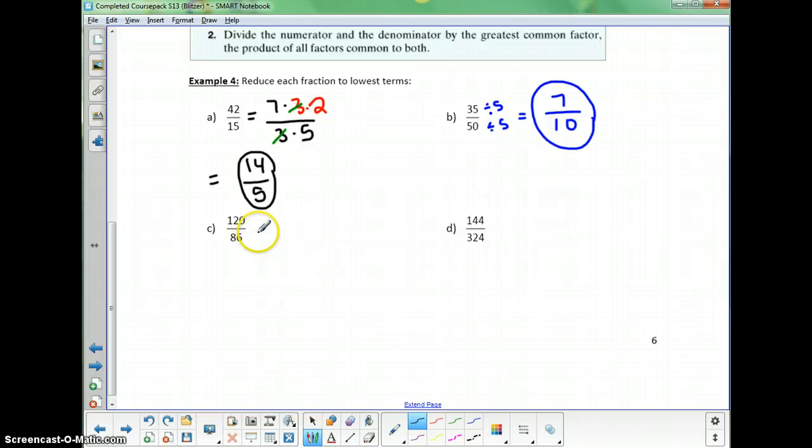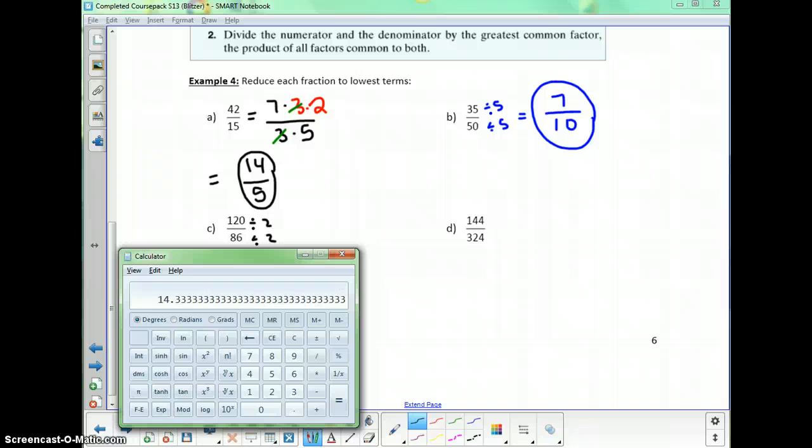Again, I don't know what the biggest number that goes into both of those is right now, but I'm just going to start by dividing them both by 2, then I'm going to keep going and keep going until I'm done. So 120 divided by 2 is 60. 86 divided by 2 is 43. Now, I'm not totally sure about 43, what goes into 43, so I'm going to check.